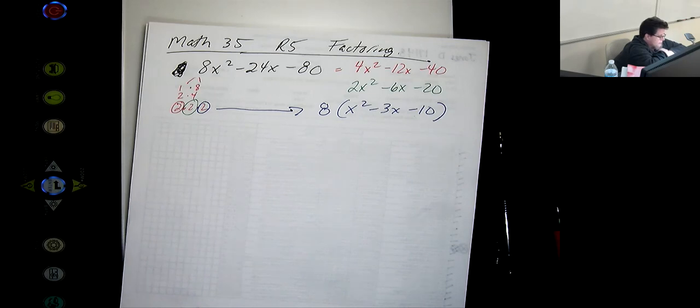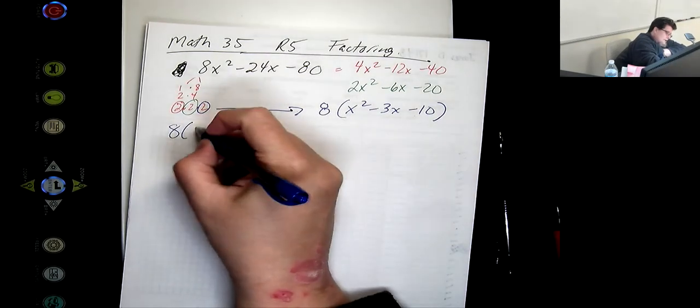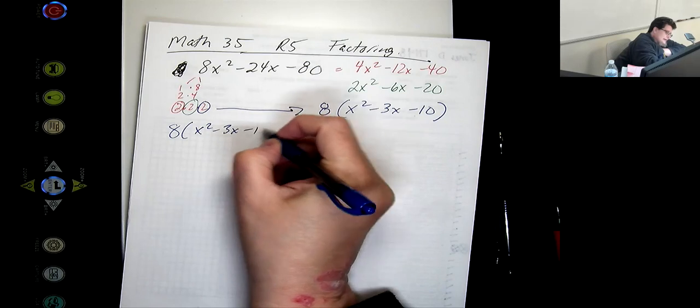So this is a way to speed up that table. Pick the smallest number, the one that has the least number of factors, and check to see if the numbers in it go into everything else. That's what I did here. 8 was the smallest, has the least factors. All right, so now I've got 8 times x squared minus 3x minus 10, and I can ignore the 8 for now.